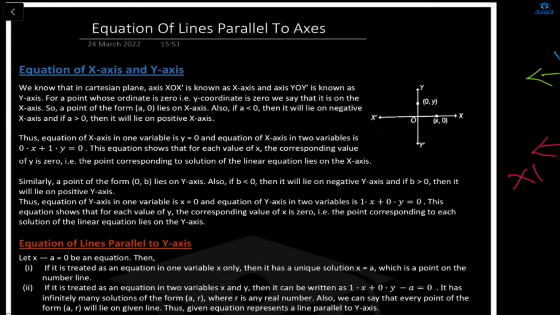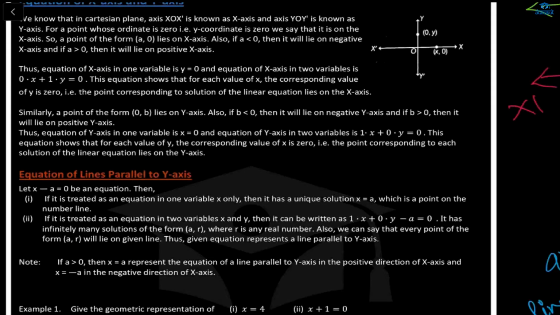Now, y is equal to 0 is one way of expressing it, in one variable. But if you need to express the same equation in two variables, what will you do? See, it's written here. The equation of the x-axis in one variable is y is equal to 0, and the equation of the x-axis in two variables is 0·x plus 1·y is equal to 0.